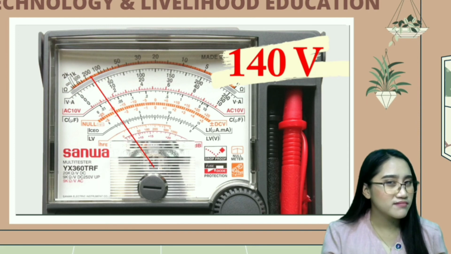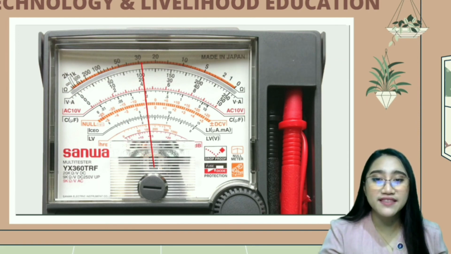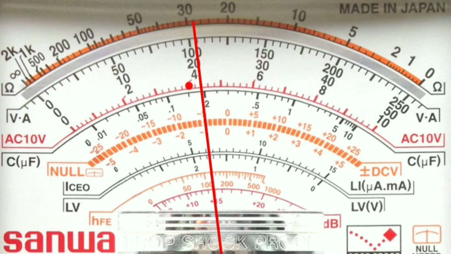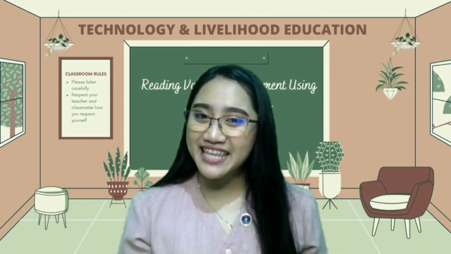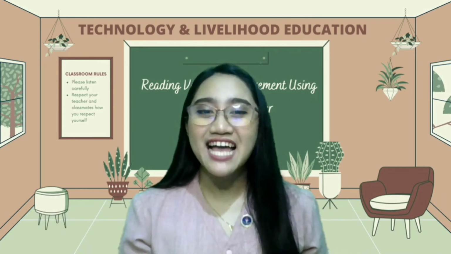Did you get it? Let's try another example. Try to read this. Let us start at 400 because it is the nearest to our needle. 400, 420, 440 volts. That ends our lesson. And now you are equipped in reading the voltage measurement in an analog multimeter.